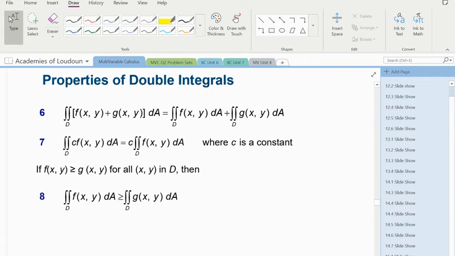So we have property 6, that the integral of the sum is equal to the sum of the two integrals. Again, if we have a constant times an integral, we can pull that constant outside.